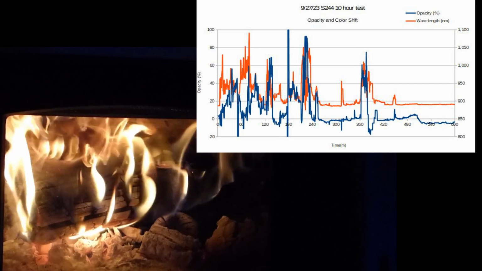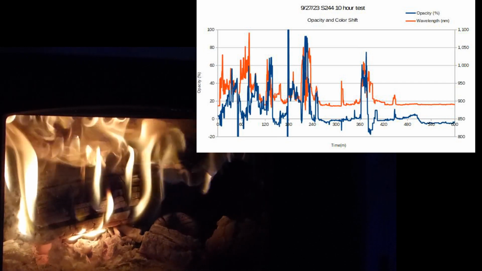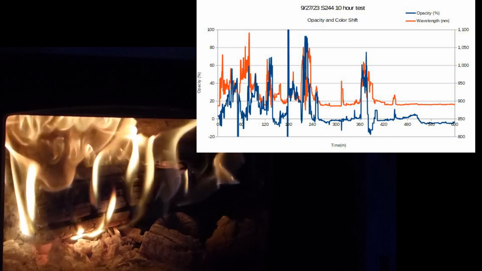And I believe the color shift has almost equally as much information as the opacity in a different way. We just have to have a good scientist look at this and tell us what we're looking at.